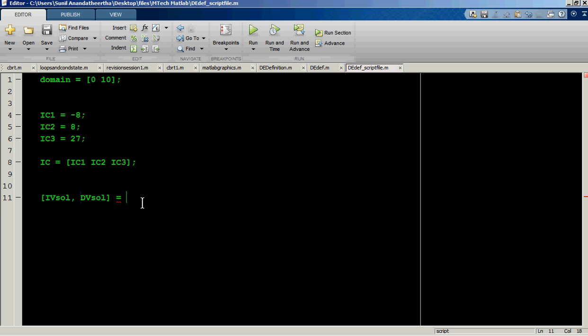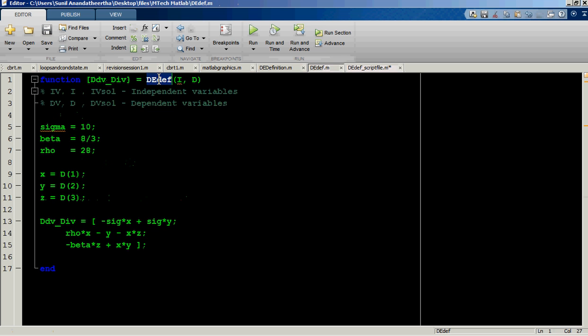So now it's going to be IVSOL versus the x value of DVSOL, IVSOL versus the y value inside DVSOL, IVSOL versus the z value inside DVSOL. That is going to be our result, and we are going to call our solver ode23, and my differential equation is contained in de def. This is the function file.